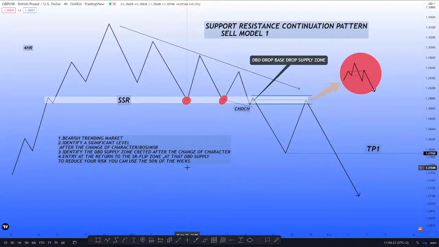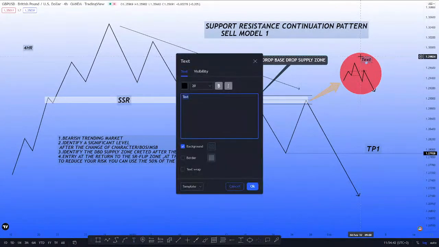To reduce your risk, you can use the 50% of the wicks. Obviously they usually have wicks, so you can use the 50% of the wicks for the entry. As usual, lower time frame confirmations, if need be. Sometimes, if your zone has a lot of weight, you can just enter.